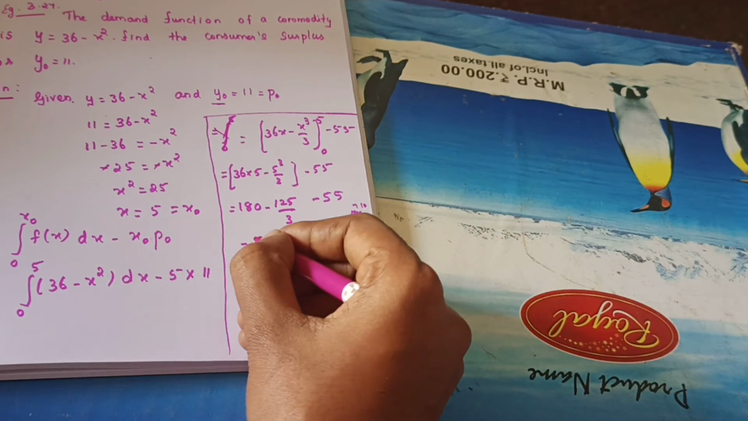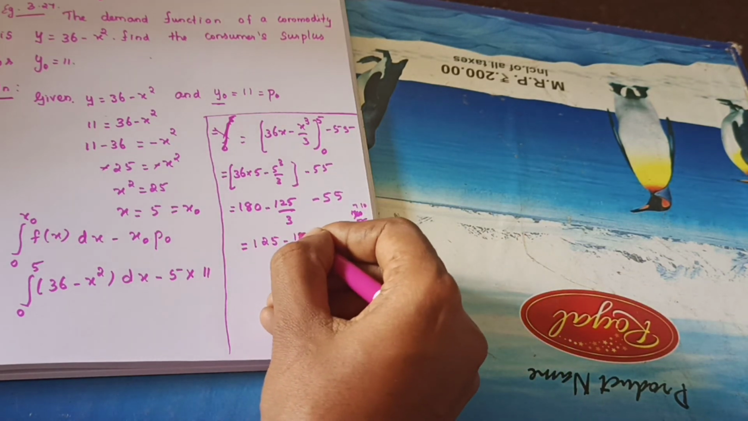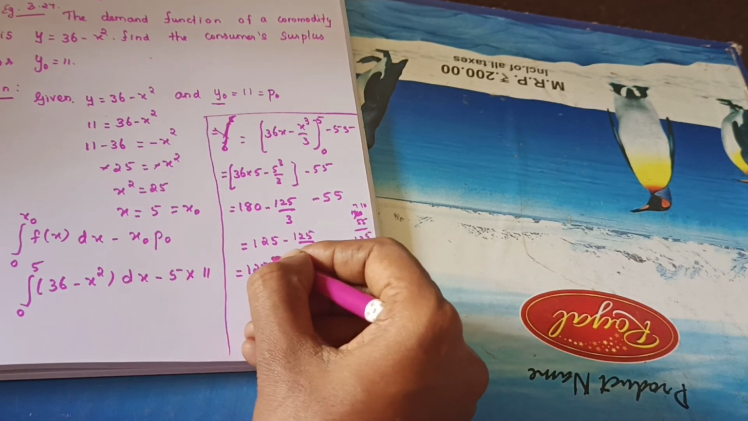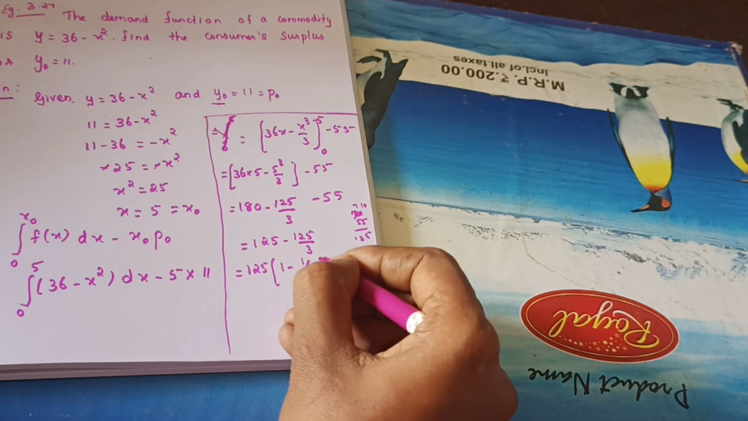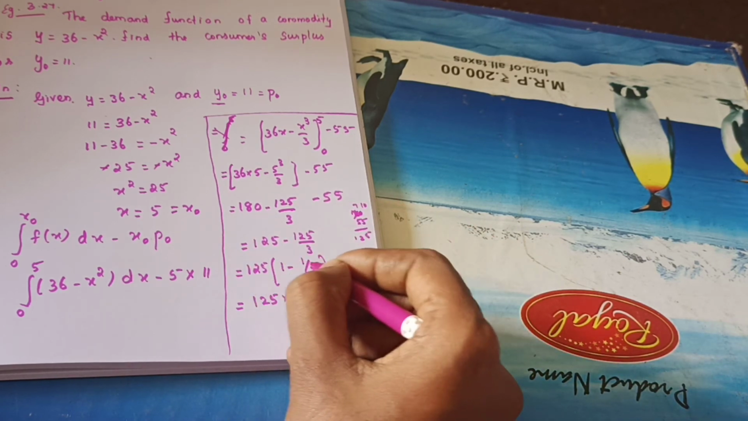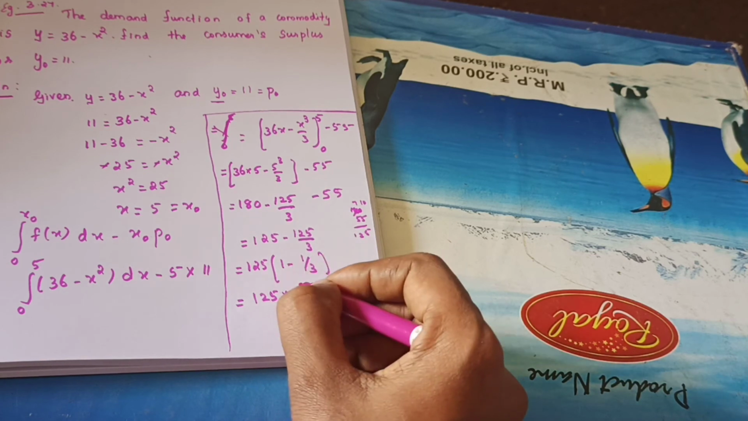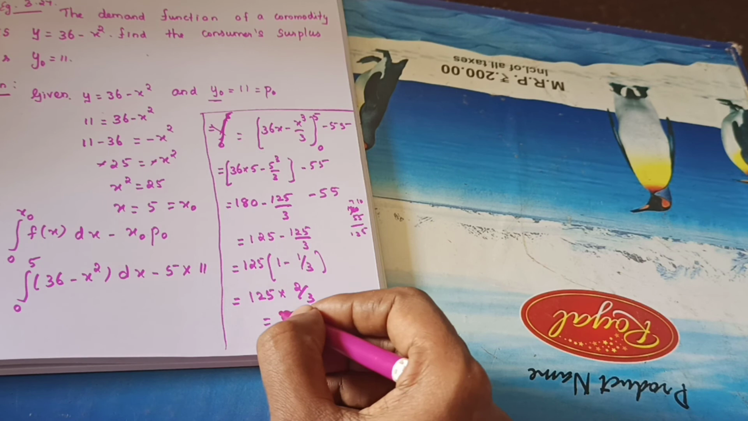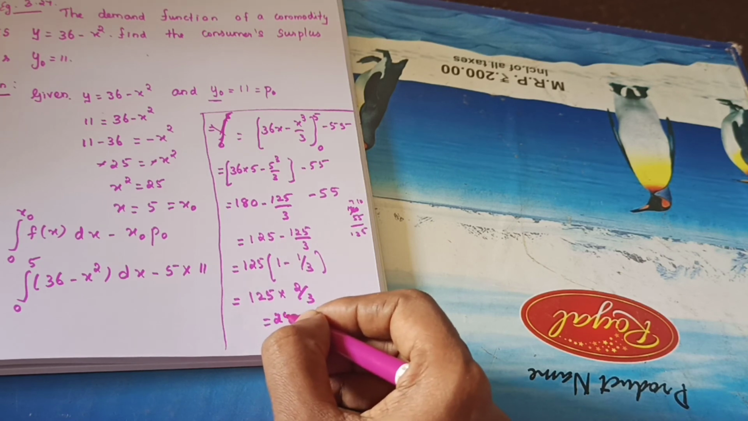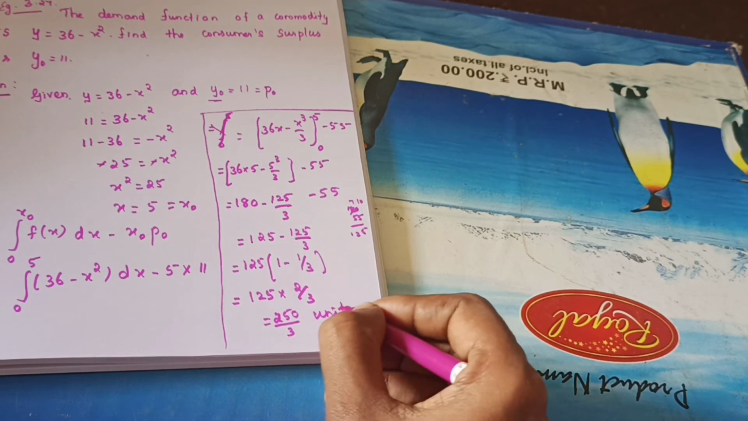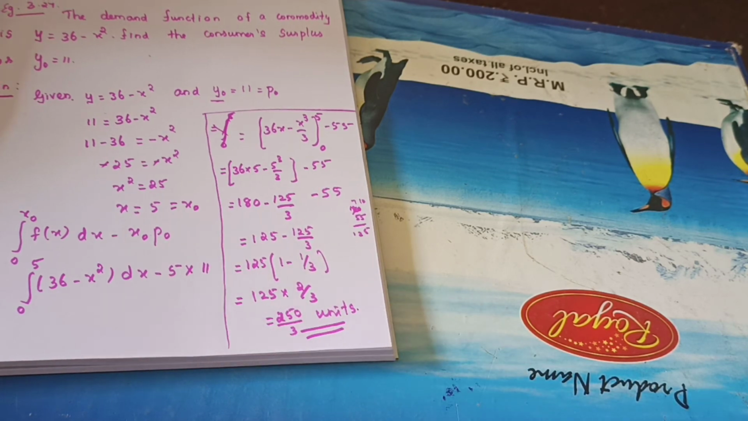So 125 minus 125 by 3. Shall we take 125 outside? 1 minus 1 by 3. Otherwise, you take LCM and simplify. No problem. 125 into 3 minus 1 by 3, that is 2 by 3. So simplify, you will get 250 by 3, you can use a calculator. So 250 by 3 units. Don't forget to put units.